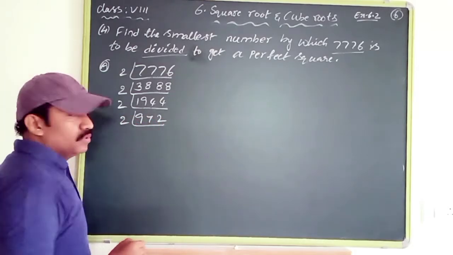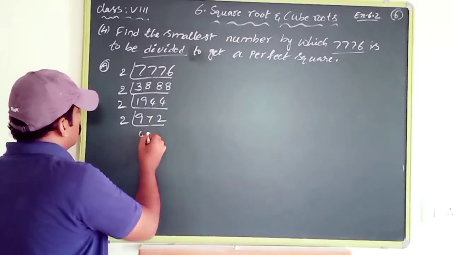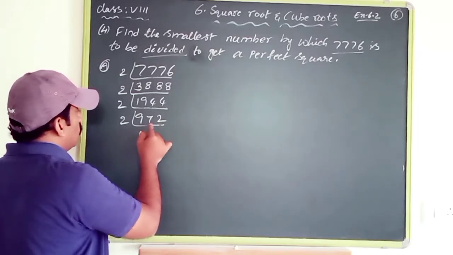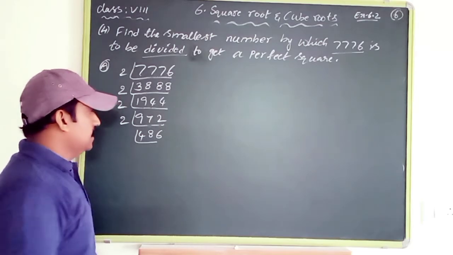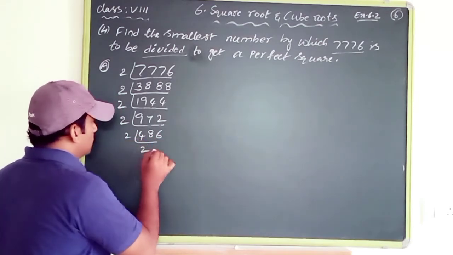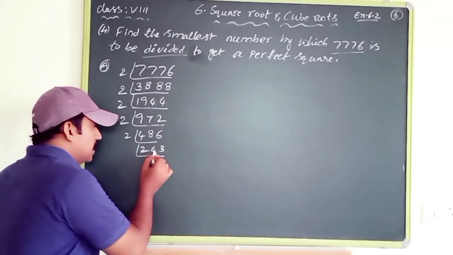Again take the 2 table here, 2 4s are 8, and 2 8s are 16, 2 6s are 12, giving 486. 6 is an even number, so again we should divide by 2. Two 2s are 4, 2 4s are 8, 2 3s are 6. So 2 plus 4 is 6, 6 plus 3 is 9.